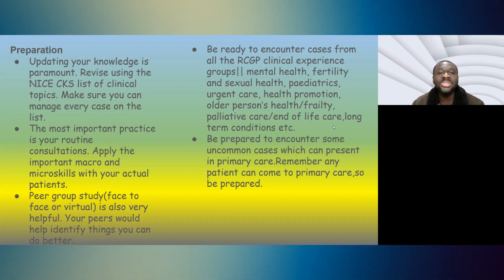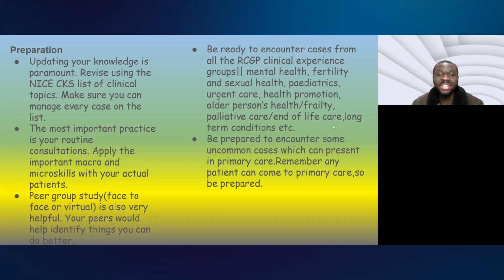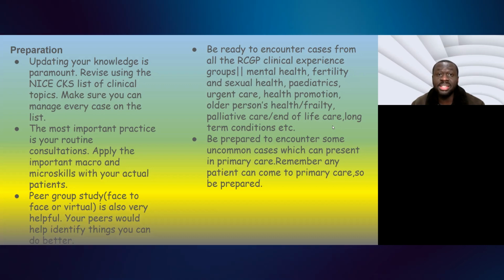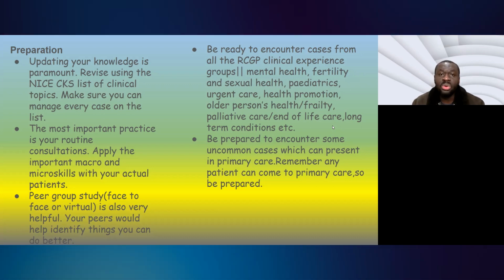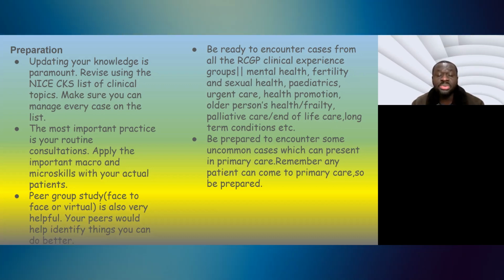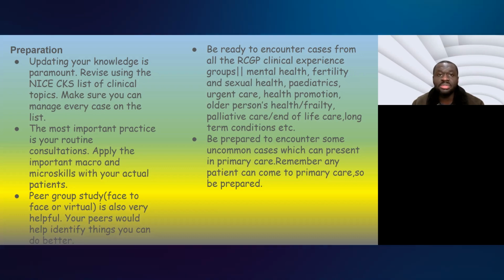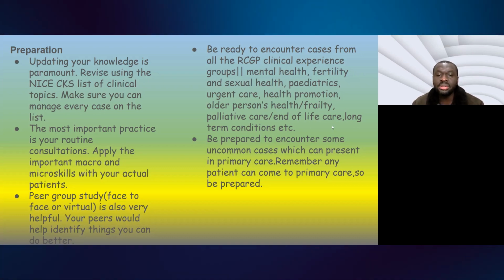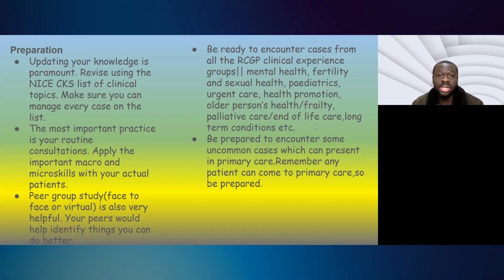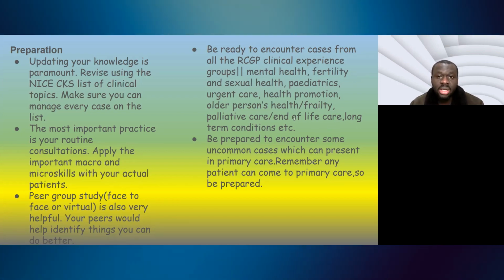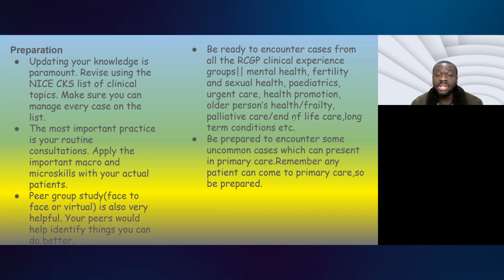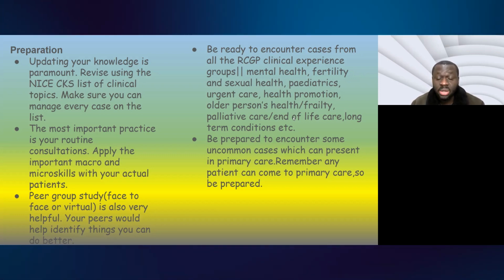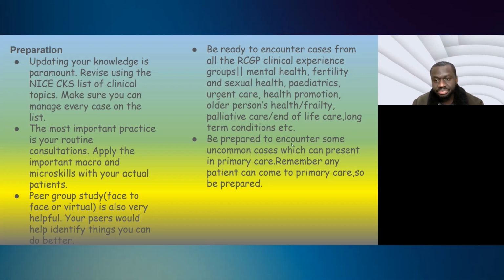It could be acute or chronic, so it could be someone who has COPD and is having an acute, either infective or non-infective, exacerbation, or it could just be a COPD review, or an asthma review, or someone who is asthmatic and having poor control. Obviously, it could be a diabetic review, a hypertensive review. You're ready to manage those kinds of cases, and then all the other clinical experience groups as well. You need to look into all of them.